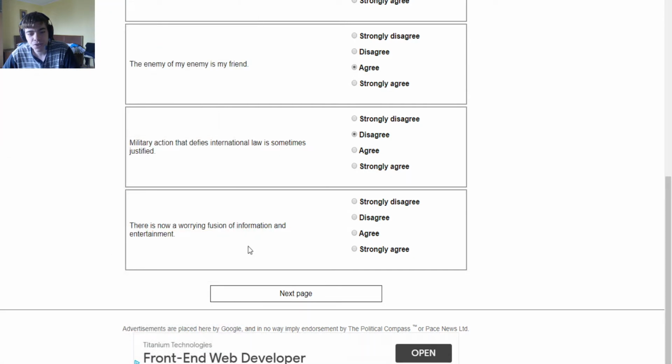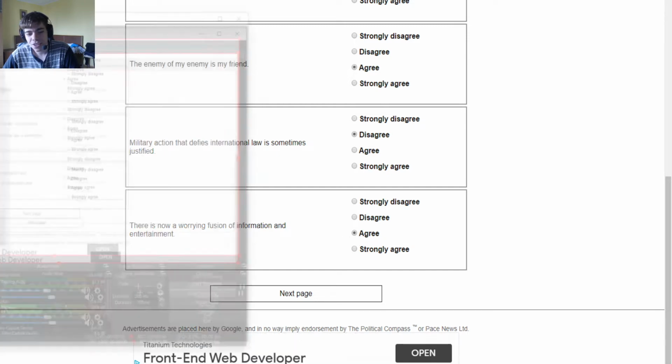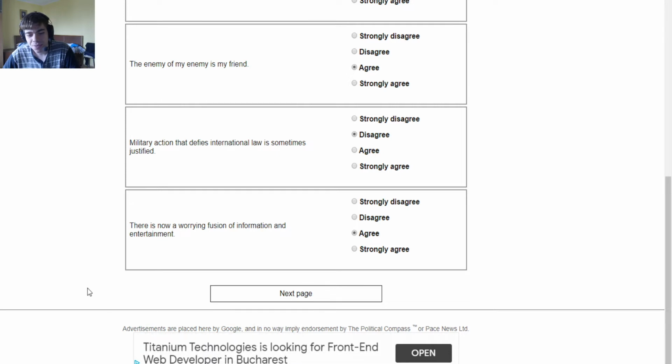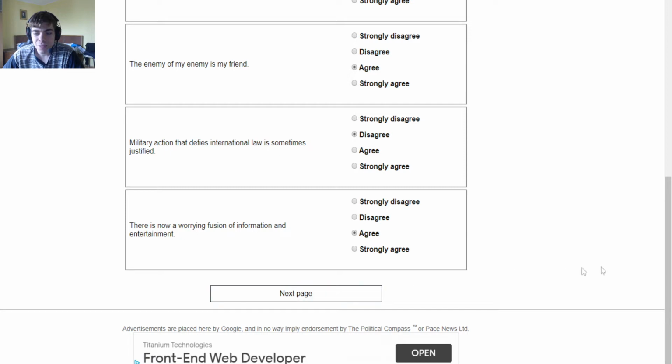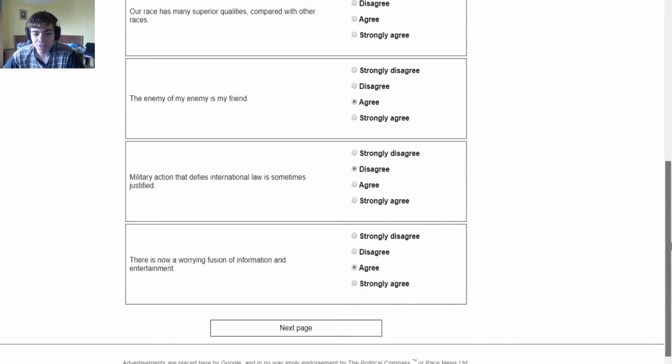There is now a worrying fusion of information and entertainment. Agree. I'm not sure if it's really that worrying, but it's a little bit annoying how much media, and sorry, by the way, you see the ads on the bottom there. It is a little bit unfortunate how media now only survive by entertainment, and giving factual information becomes harder and harder. You can even think about the clickbaity titles. So education needs to change quite a lot.